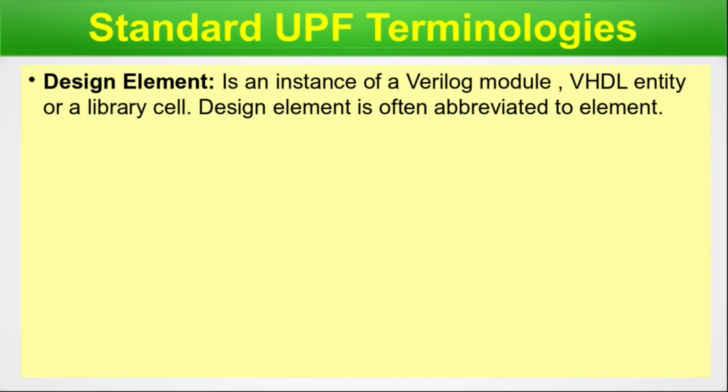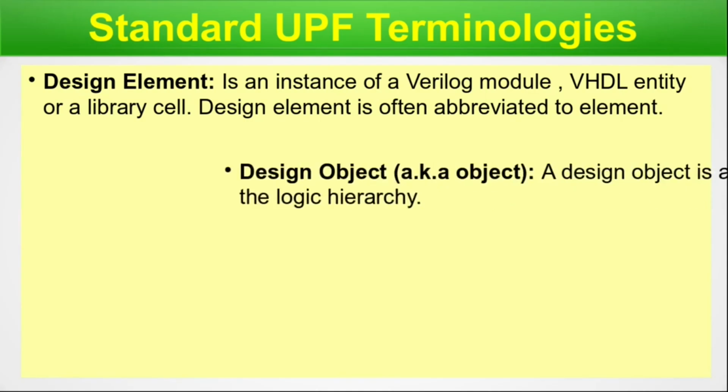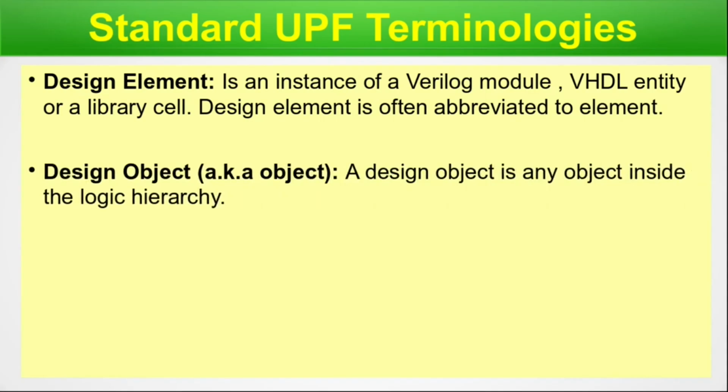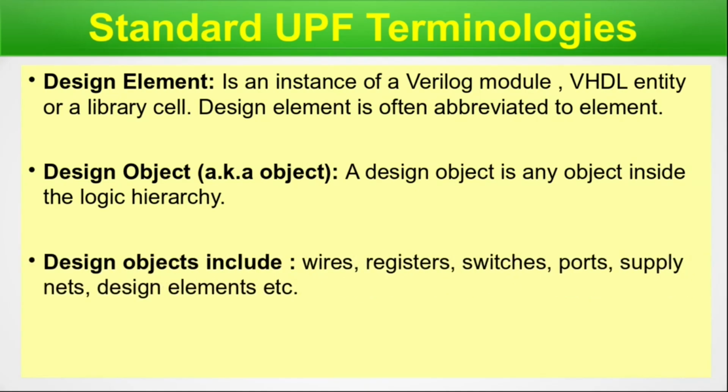So first is design element. It is an instance of a Verilog module, VHDL entity, or a library cell. Design element is abbreviated as element. So when you say element, it means design element. It could be a module either in Verilog or VHDL, or a cell. Next, design object. A design object is an object that is inside the logic hierarchy. Design objects include what? Wires, registers, switches, ports, supply nets, and design elements.